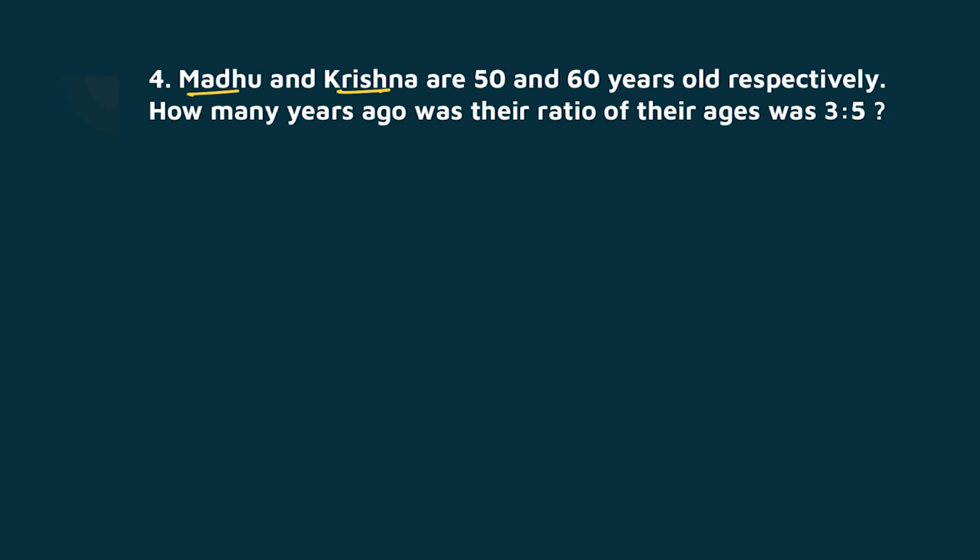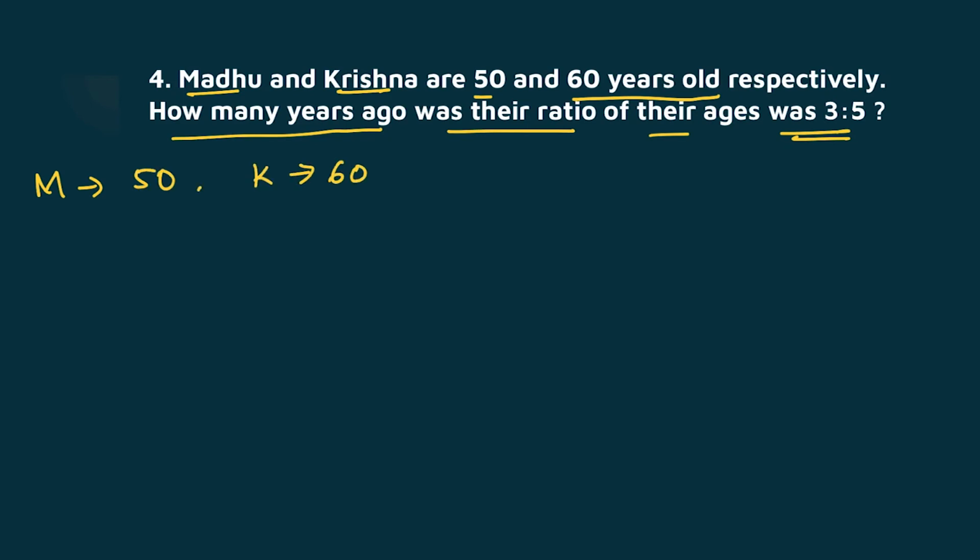Madhu and Krishna are 50 and 60 years old respectively. How many years ago was the ratio of their ages 3:5? So read the question properly. Age of Madhu is 50 and the age of Krishna is 60. The ages are given here, but you have to find the number of years, how many years ago the ratio of their ages was 3:5.